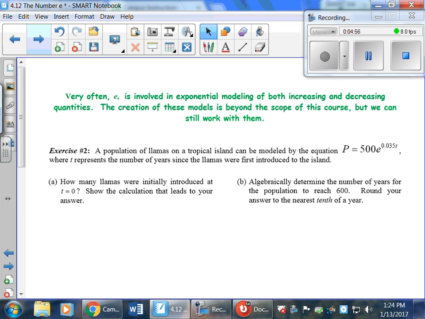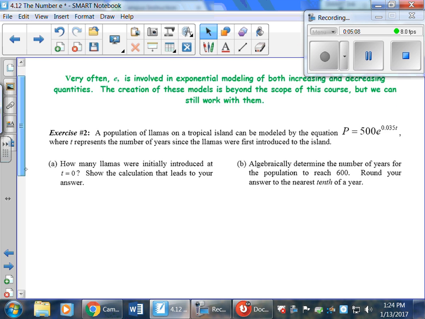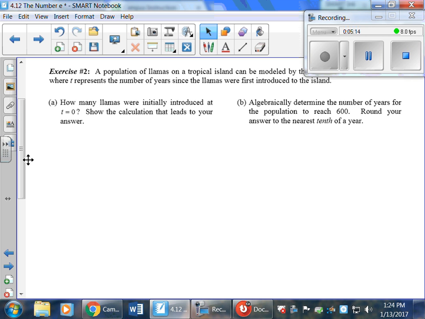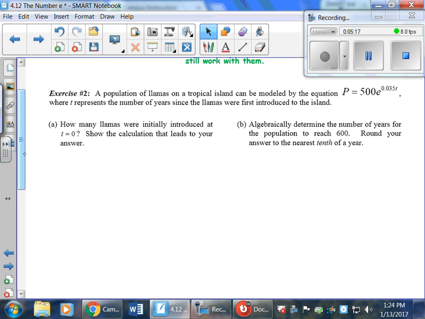So very often e is involved in exponential modeling of both increasing and decreasing quantities. The creation of these models is beyond the scope of this course, but we can still work with them. So taking a look at exercise 2, a population of llamas on a tropical island can be modeled by the equation P equals 500 times e raised to the 0.035t, where t represents the number of years since the llamas were first introduced to the island.